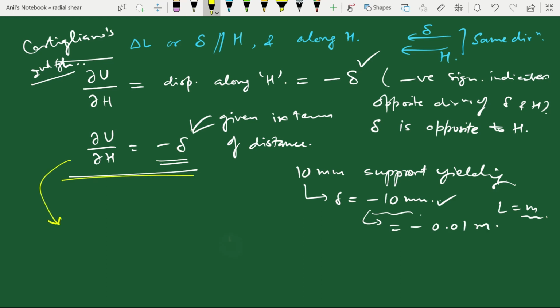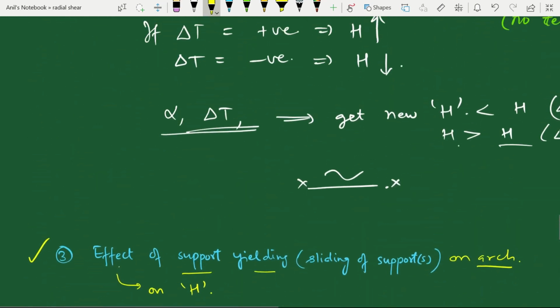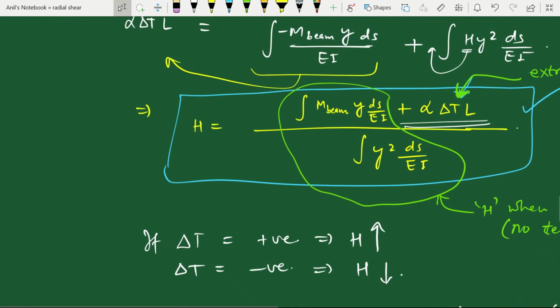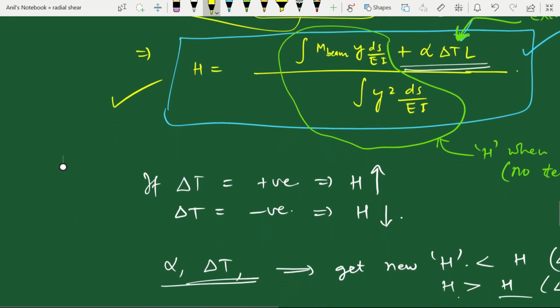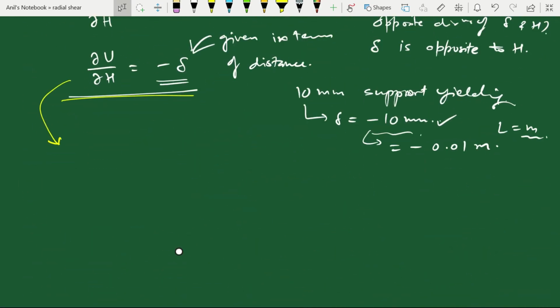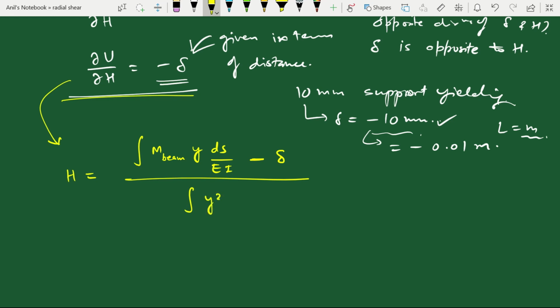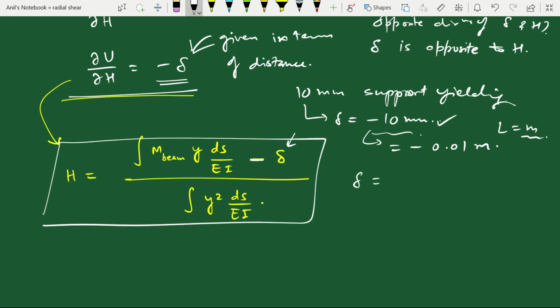Now, following the same procedure as we have done for temperature, we will get a similar formula except this, that we will have negative sign before delta. H will be obtained here as integration M beam into y ds upon EI minus delta divided by integration y square ds upon EI. So this is the change here. We have a negative sign. So delta is generally given. So we can easily get H.